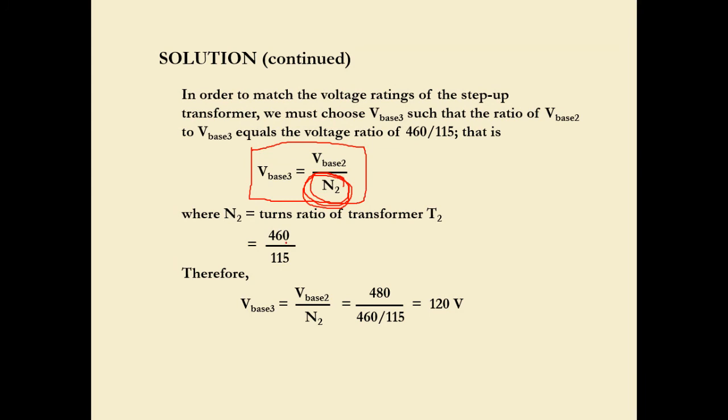So this is 460 over 115. Therefore, V base 3 equals V base 2 over N2, and this is 480 divided by 460 over 115. So this is equal to 120 volt. So this becomes our V base 3.